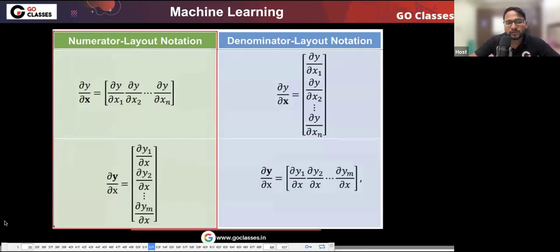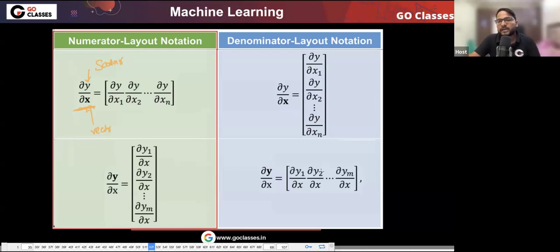So there are two possible layout options. For example, if x is a vector and y is a scalar, you can write this as a row vector also. Ultimately y is just a scalar. You can write this as a column also, that is up to you. If y is a vector, then obviously you will have y1, y2, y3, and if y is a vector and x is a scalar, then just x, but y1, y2, y3, up to yn.